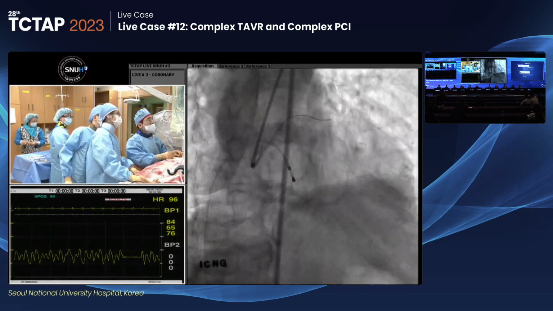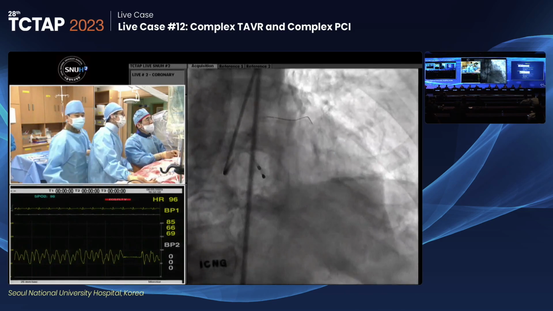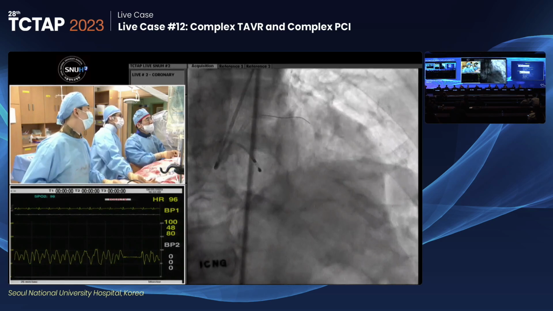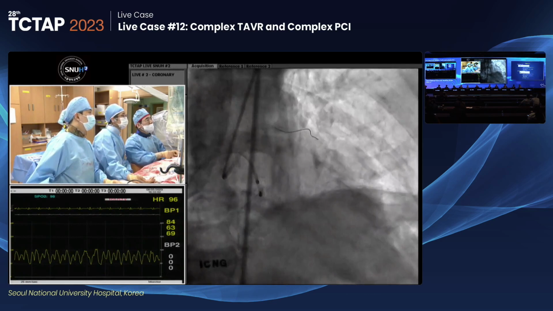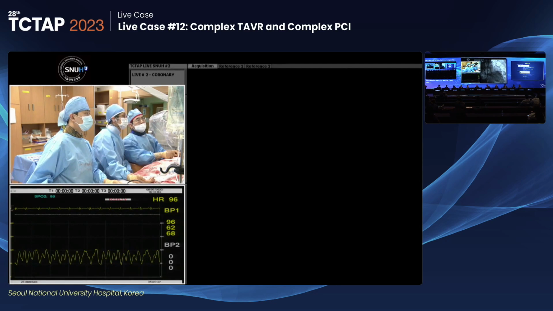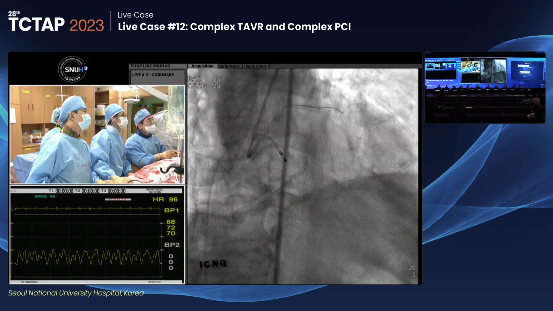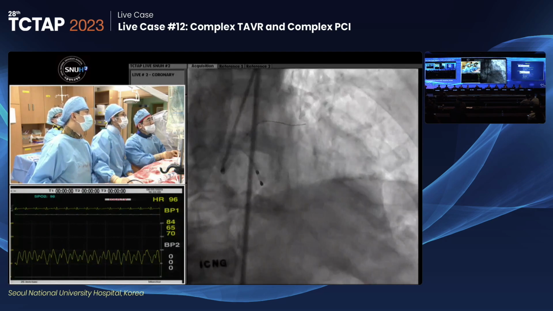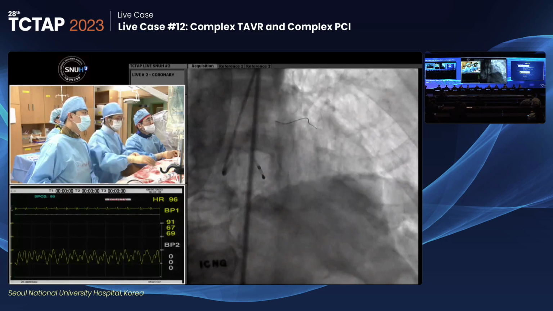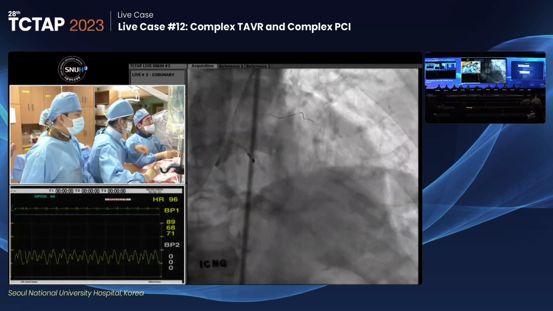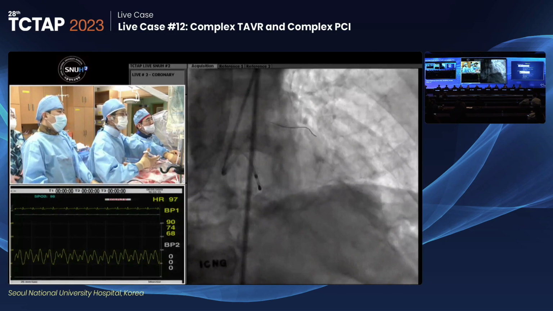I don't know if I do the diagonal. Is he trying the diagonal? Is he trying? I think the diagonals are never so easy. This is a tighter lesion. Shall we test?